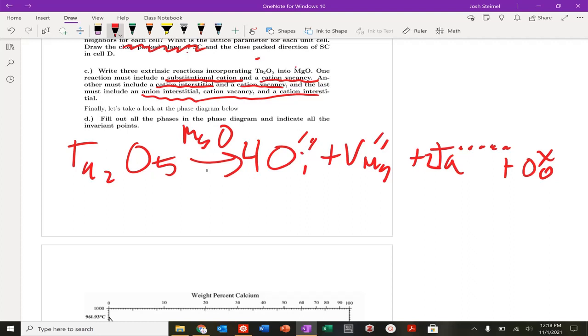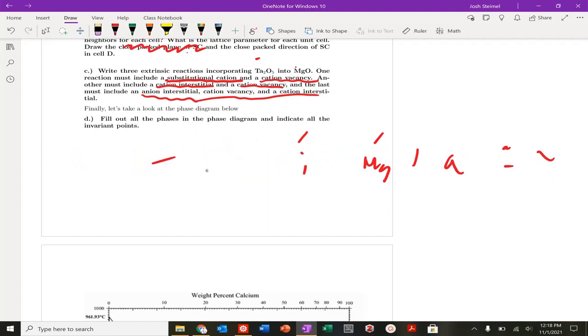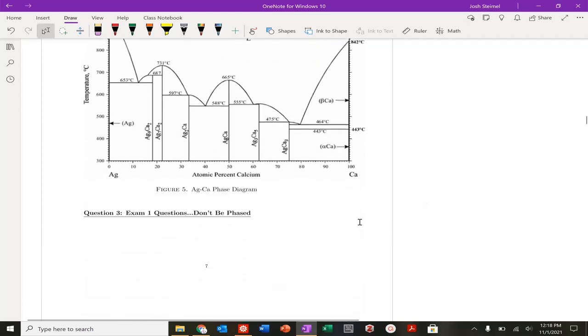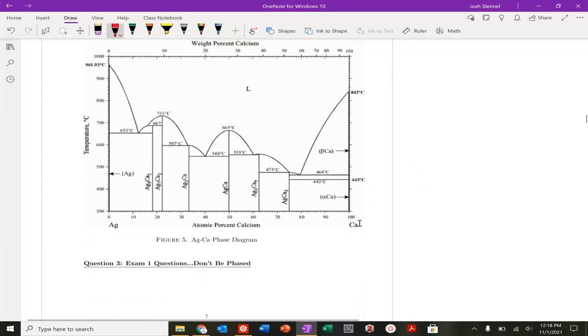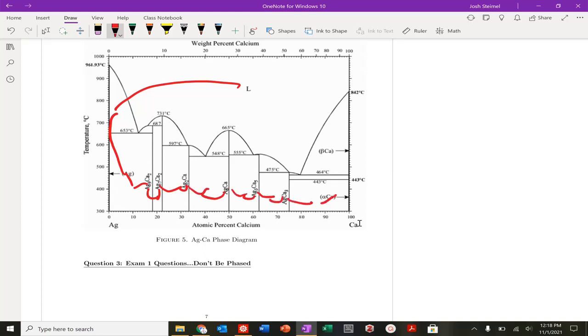What about below? MgO. Done. So that's it. Finally, for this problem, we are asked to fill out all of the phases in the phase diagram and indicate our invariant points. So my phases will be Ag plus liquid, this plus this, this plus this, and so on. This would be beta plus liquid. This is going to be, actually, 2 phases. This is also going to be beta plus here. This is kind of a funky region. There should be a transition here.